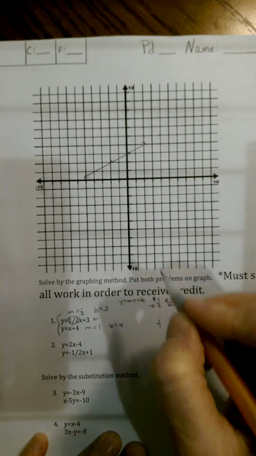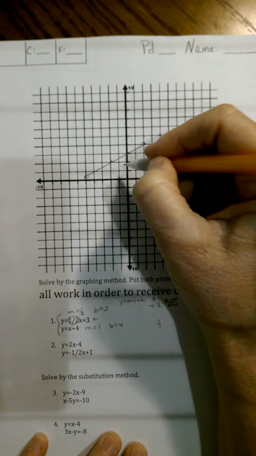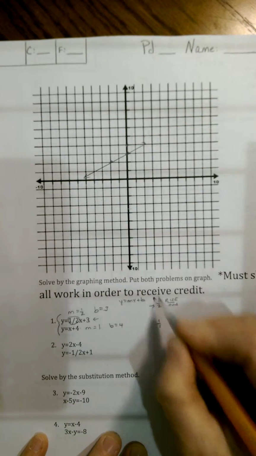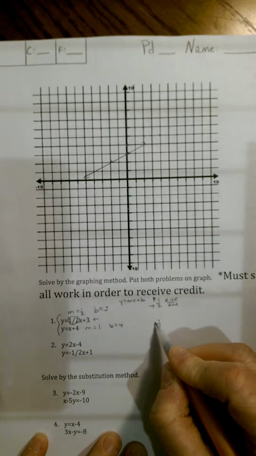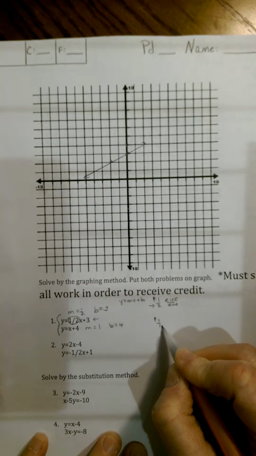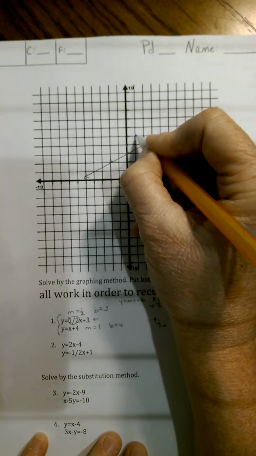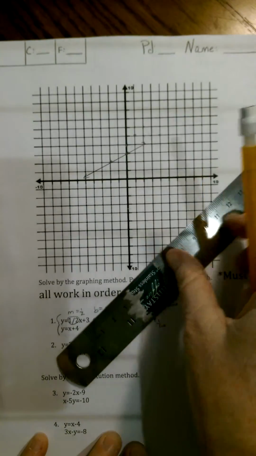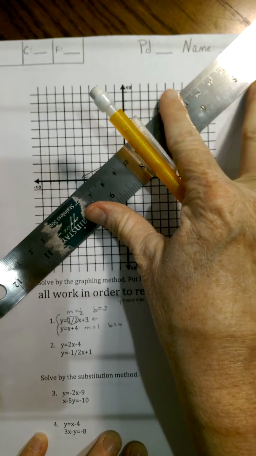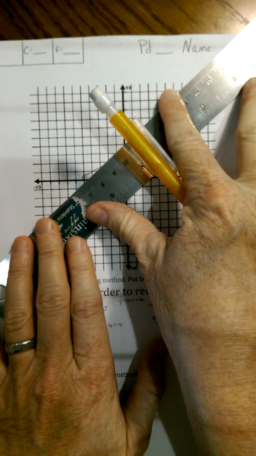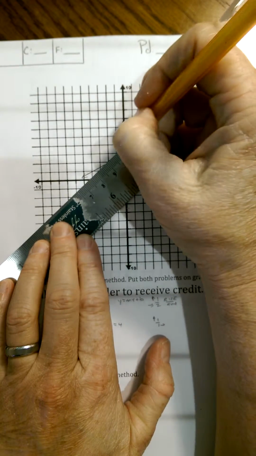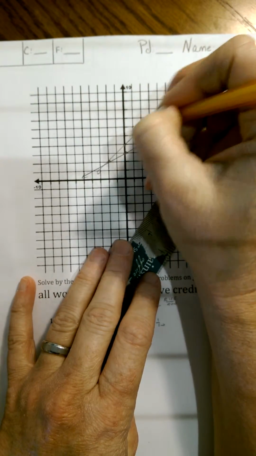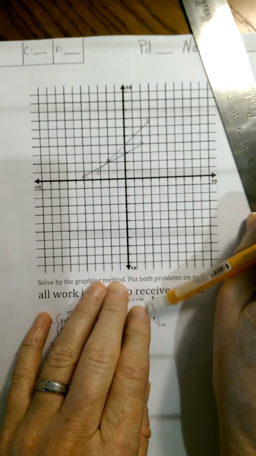So I start with my y-intercept. I'm going to go up 1, 2, 3, 4. And again, I'm using this as rise over run. So I'm going to go up 1/1. Up 1/1. Up 1/1. And now I'll connect these points. And it looks like my two lines intersect at about -2, 2.